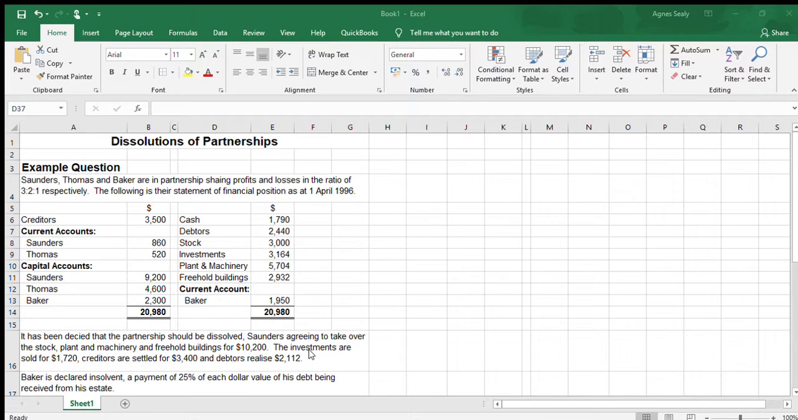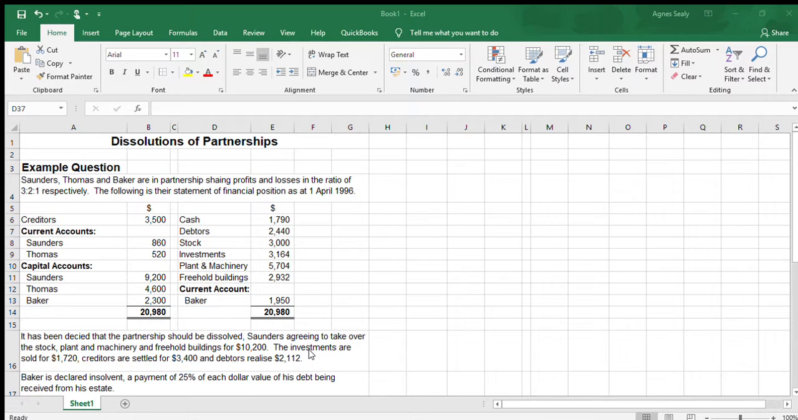Now, we have some accounting entries when we are looking at dissolving a partnership. The first accounting entry that we may look at is where you have to transfer the book value of all the assets that are to be realized into the realization account. So in our example question here, all the assets will be transferred except the cash or the bank account, because for obvious reasons, the cash or the bank account is what will be used to facilitate receipts and payments.